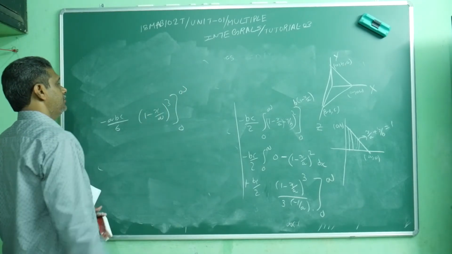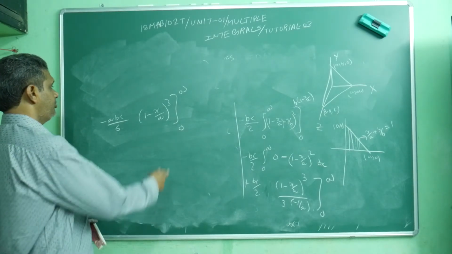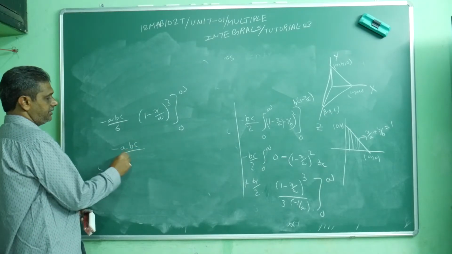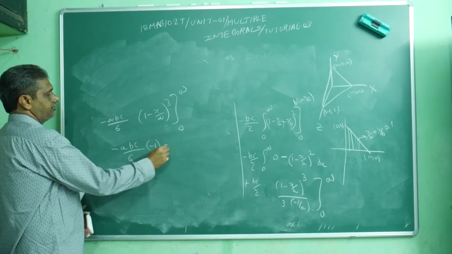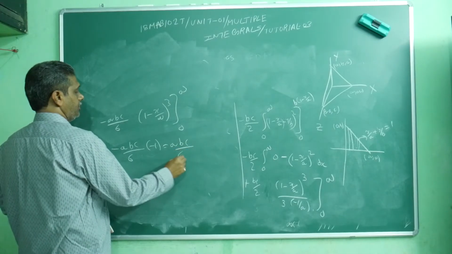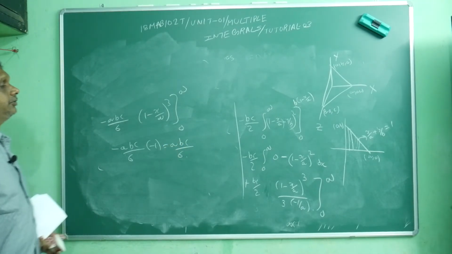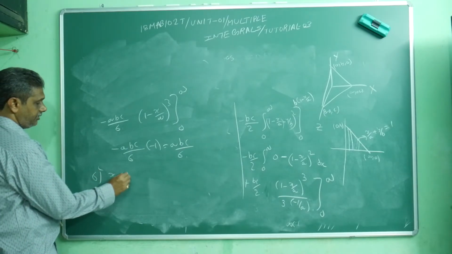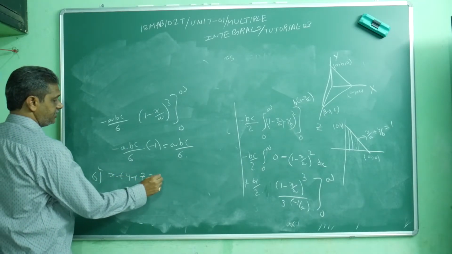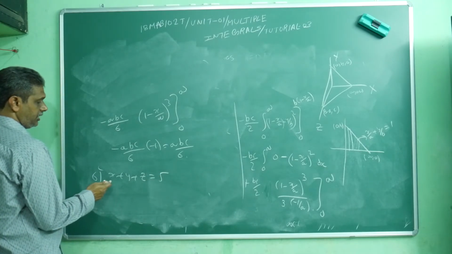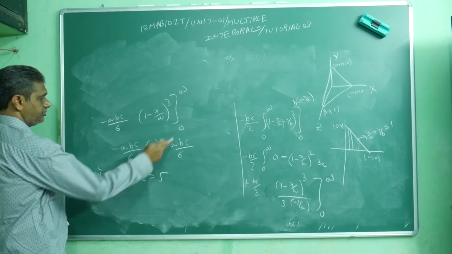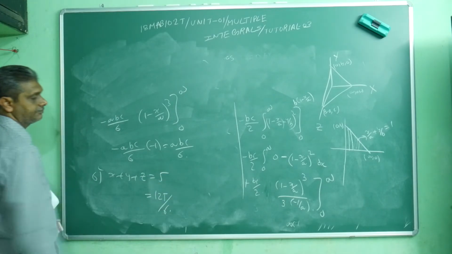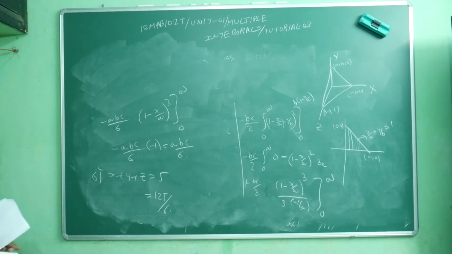Upper limit: 1 minus 1 becomes 0. Lower limit gives 1 cube. Then minus times minus abc by 6 into minus 1. So abc by 6. Now if you see similarly, the sixth question is what? x plus y plus z is equal to 5. You can substitute a is equal to b is equal to c is equal to 5. What will you get? Answer is what? 125 by 6. Enough. Same story.